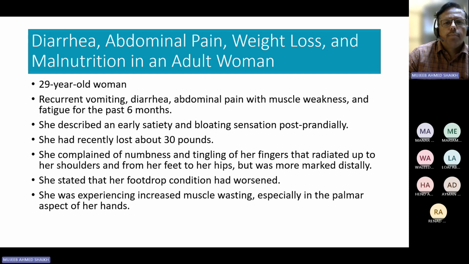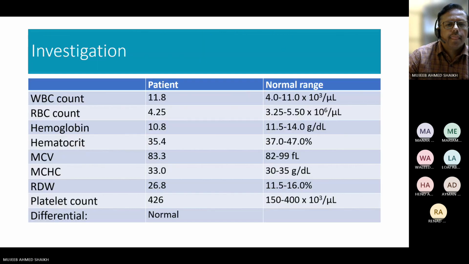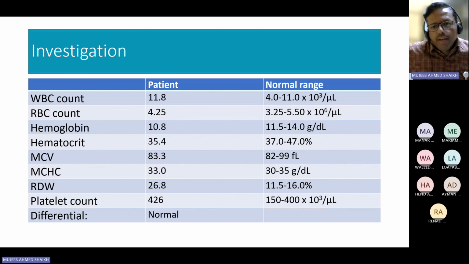So diarrhea, abdominal pain, weight loss, and malnutrition in the adult woman. This is the blood picture. Quickly, we will finish and may not go into detail. So what does this picture show? Can you summarize the positive findings in this picture?